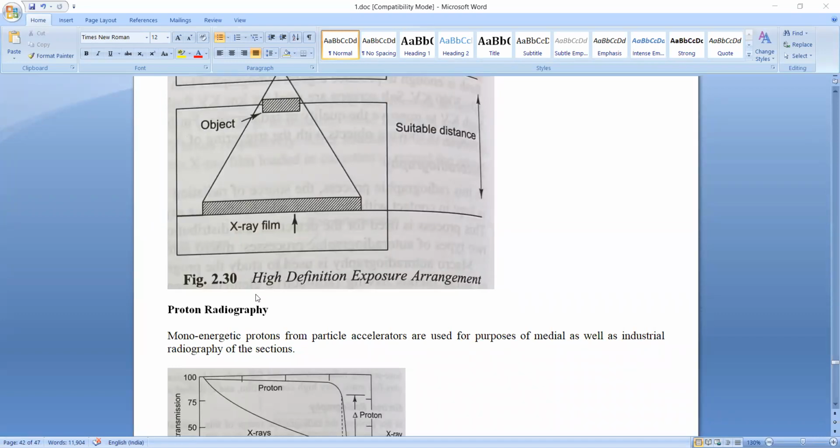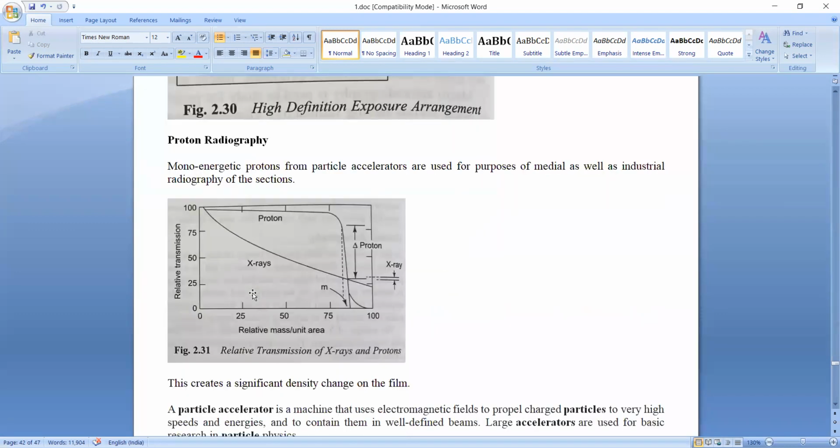Okay, and the next radiographic technique is proton radiography. What is a proton? A proton is also part of an atom, because an atom comprises three things: neutrons, protons, and electrons. In the previous case, electron radiography, we were using electrons. Here we are using protons, a proton spectrum, for finding the defects in the object. Here, these monoenergetic protons are used for the purpose of medical and industrial radiography.